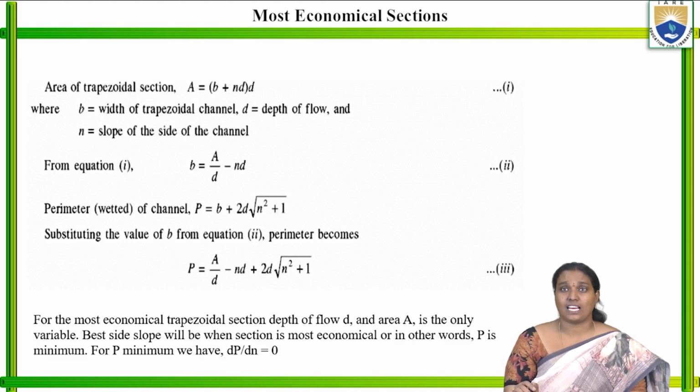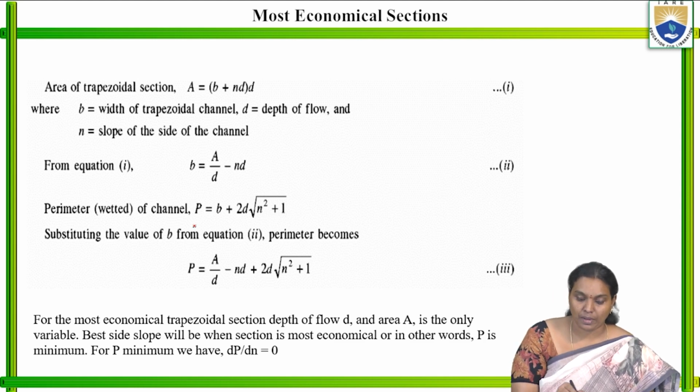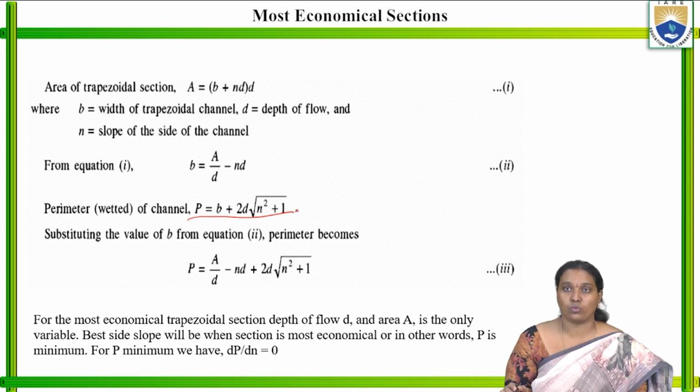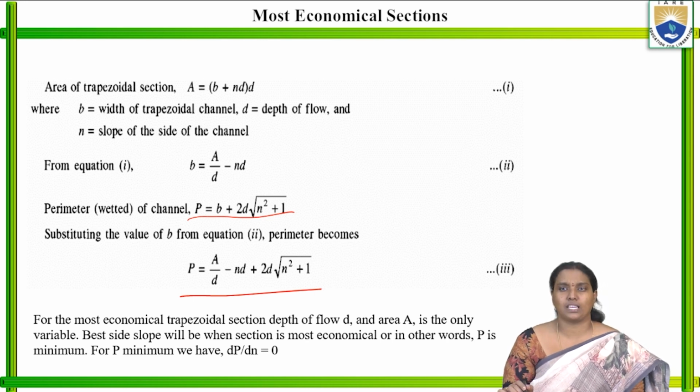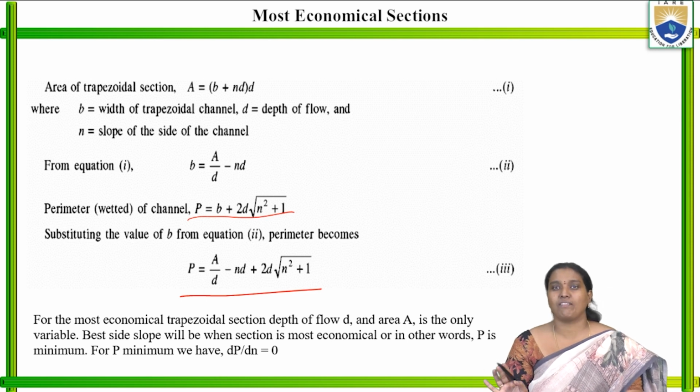Area of the trapezoidal channel section. This is the area, and these are the equations we have already gone through. Perimeter P is equal to B plus 2D root n square plus 1. Substituting, this is the equation for the most economical trapezoidal section.